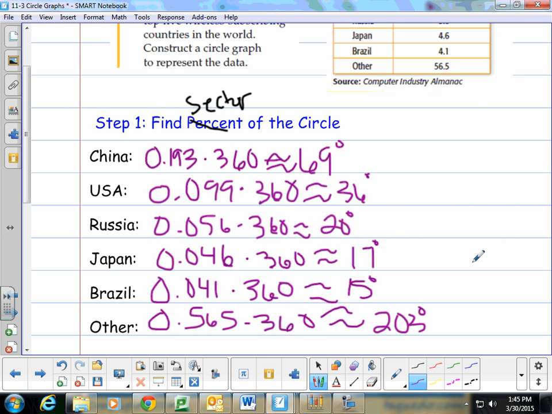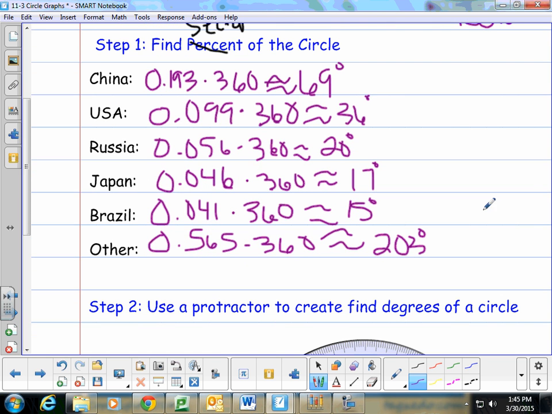You do all of your sections. If you have 100% of data, then all of your sections should add up to 360. So if I added my percents up here, I would get 100%. And since I did all the percents of a circle, all of these degrees should add up to a full 100% of a circle at 360, and they do.